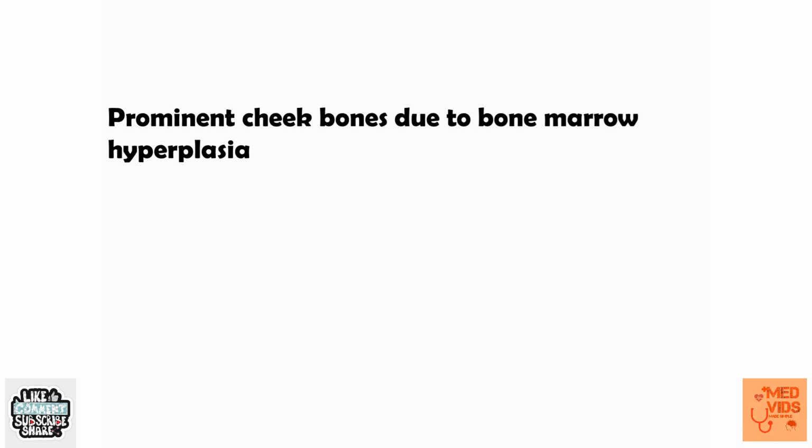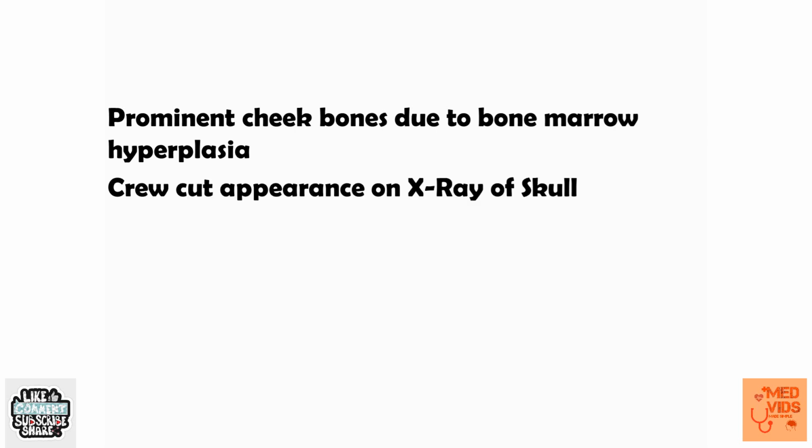People with sickle cell anemia can have prominent cheekbones. This is because of bone marrow hyperplasia, and X-ray of the skull can reveal an appearance known as crew-cut appearance. These are because of extramedullary hematopoiesis.